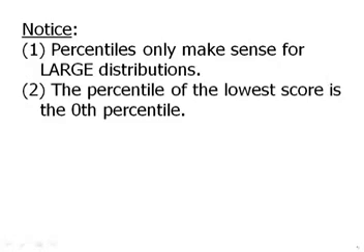Notice that the percentile of the minimum score, the lowest score, is the 0th percentile. So let's think about this. Suppose there's a test, and suppose I get the absolute lowest score on that test. Well, if I get that score, it means that my score is higher than 0% of the population, and therefore I would be the 0th percentile. So that's more or less straightforward. The lowest score is the 0th percentile.